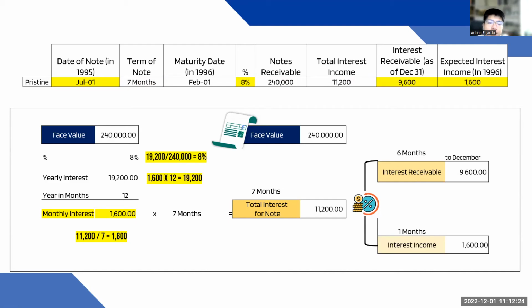So other things to note before we proceed to the next three. Look at July 1. I want to emphasize na I start the count on July, right? So if the date of the note is July 1, then it's July, August, September, October, November, December. 6 months to December. But if it's July 30, you start the count in August, right? So kung July 30 yan, there's only 5 months to December.